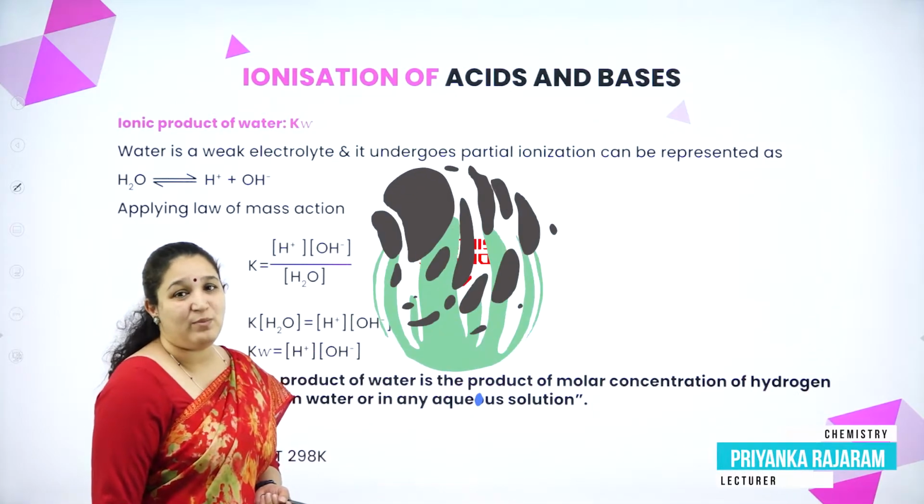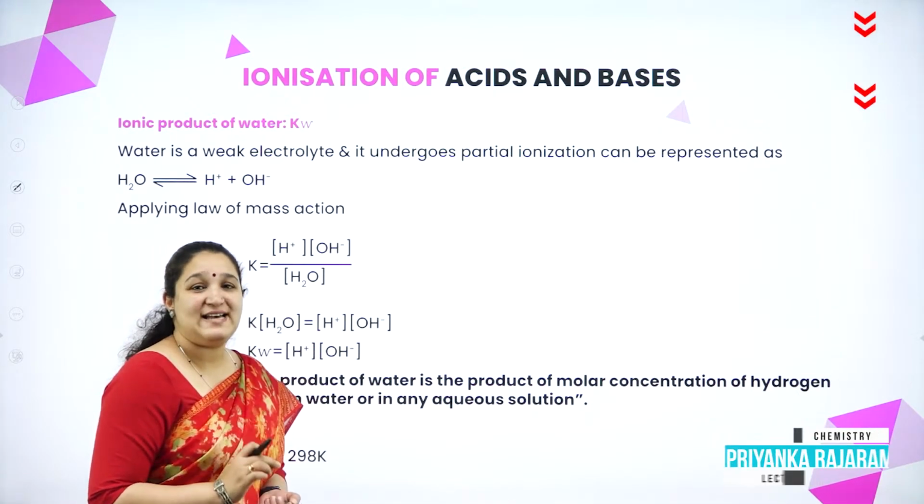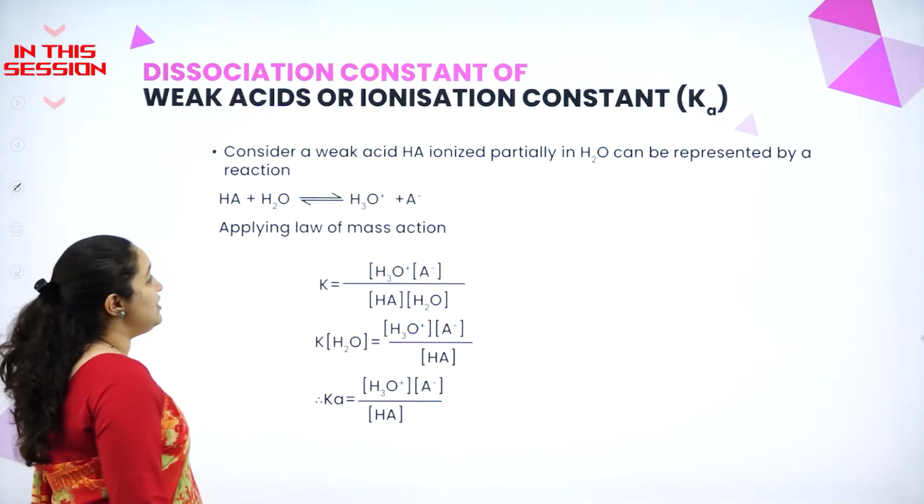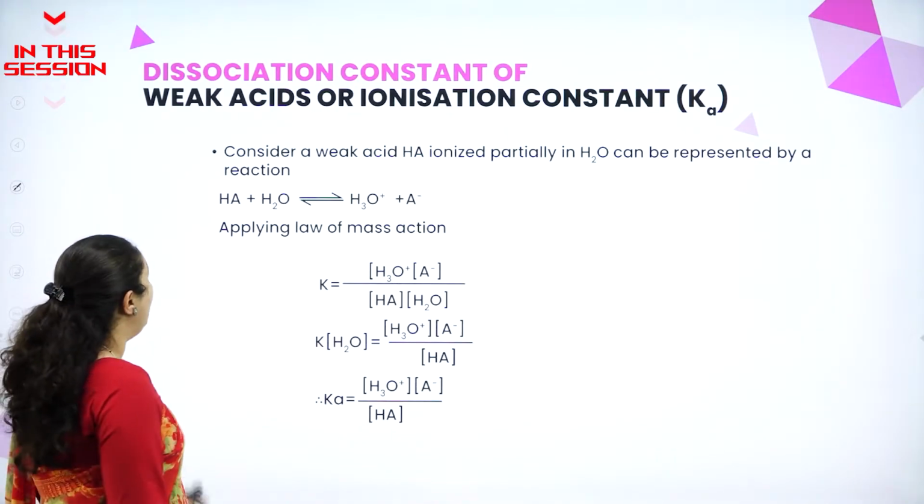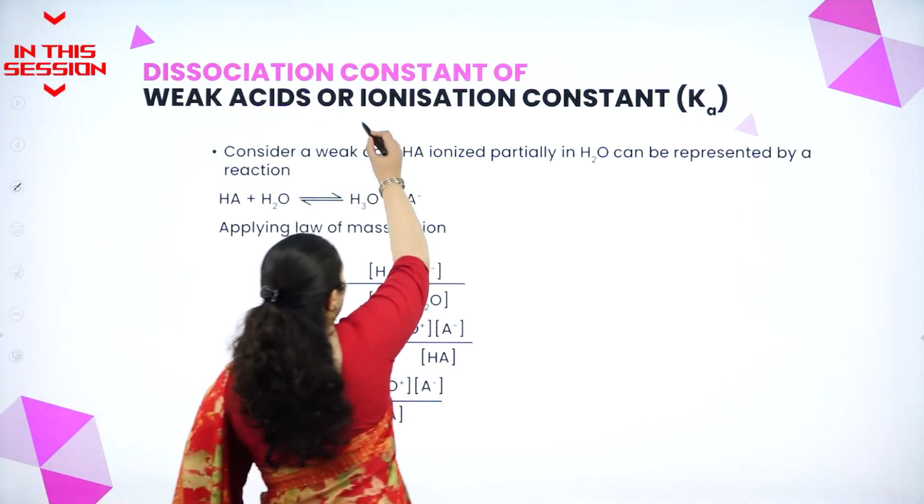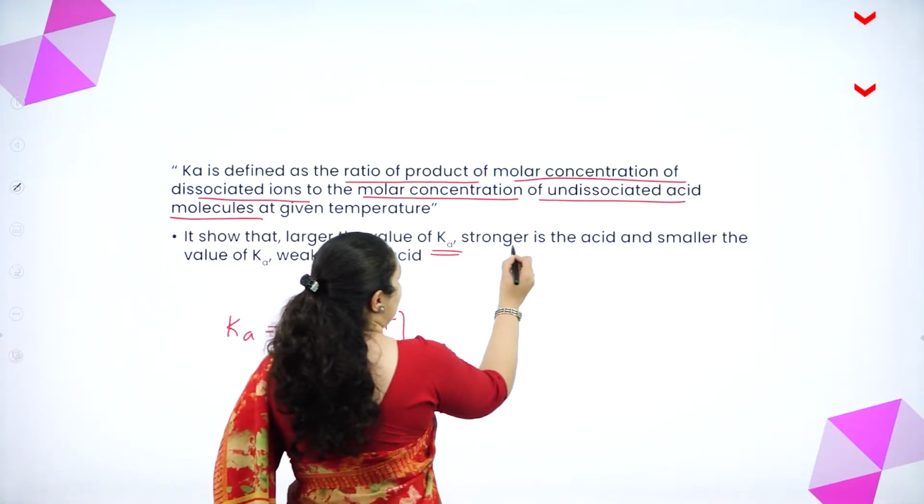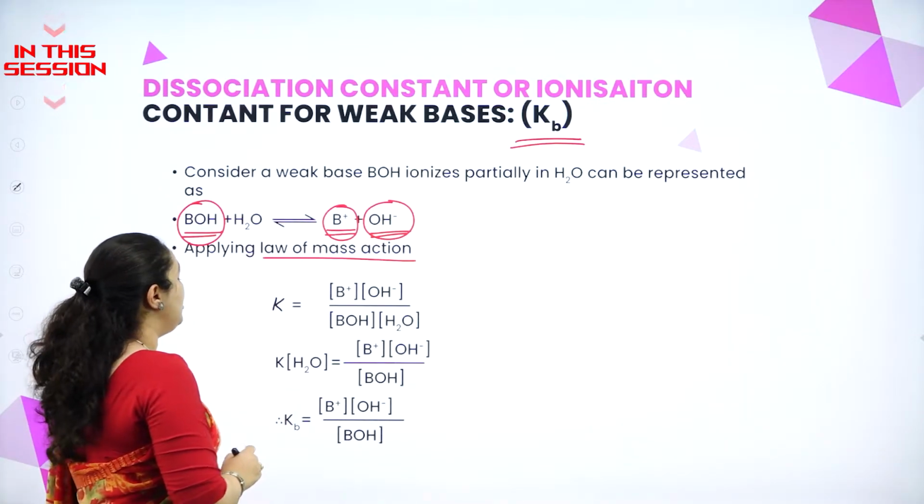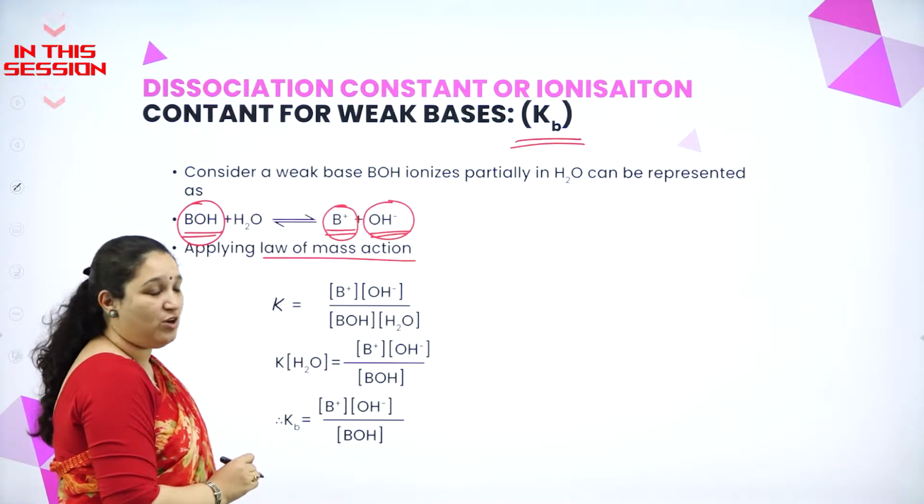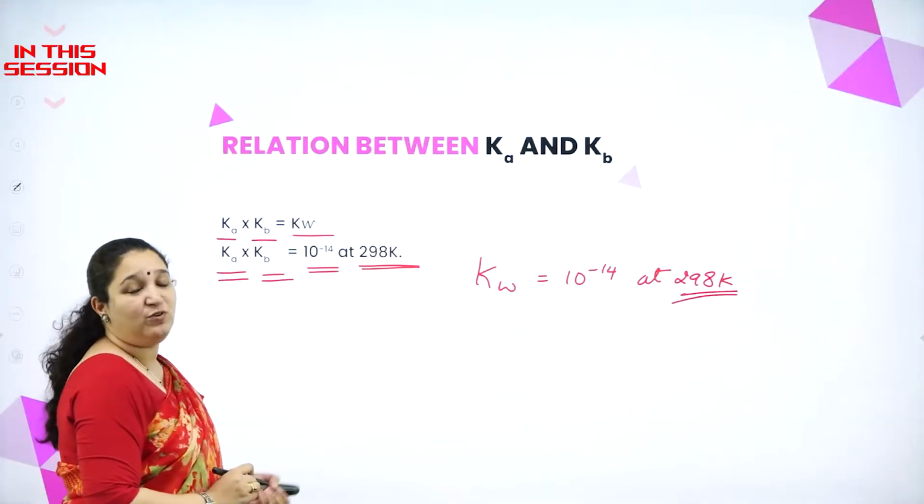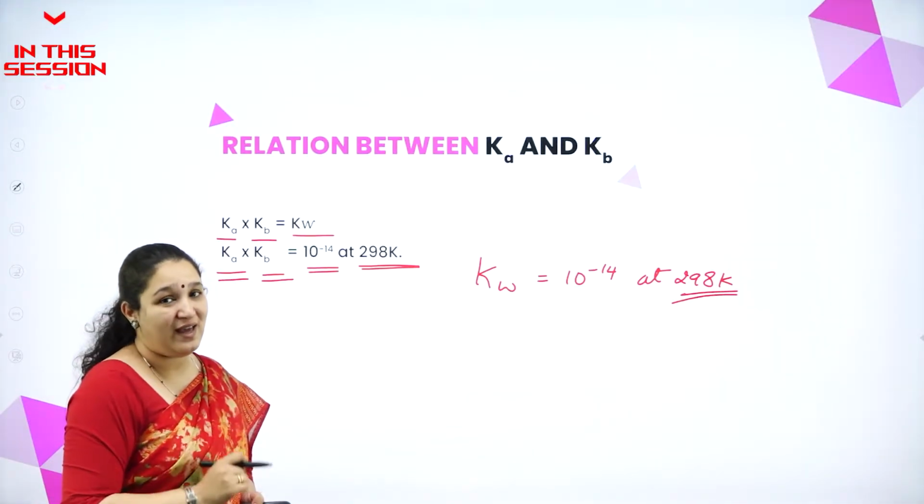Today, we shall learn about ionization of acids and bases. The dissociation constant of a weak acid or ionization constant Ka. The larger the value of Ka, stronger is the acid. Molar concentration of BOH into molar concentration of H2O. Derivation for this relationship, it is not there in your syllabus.